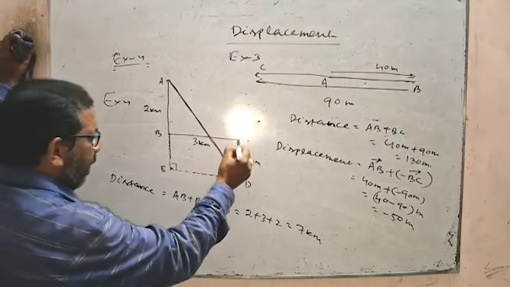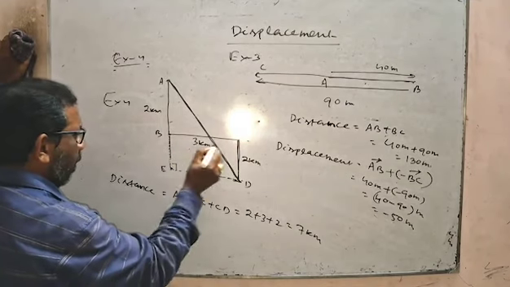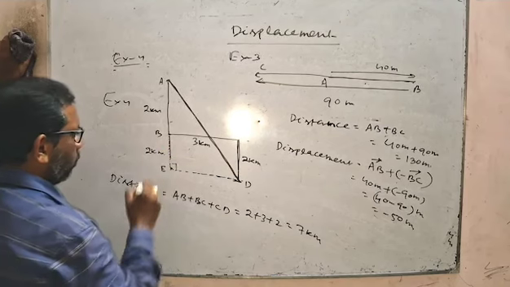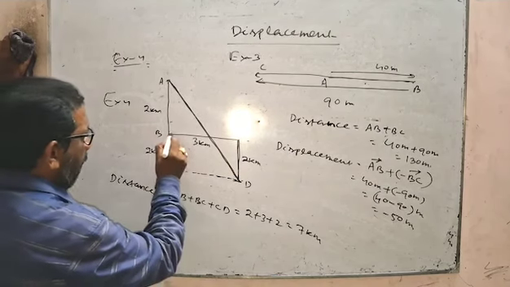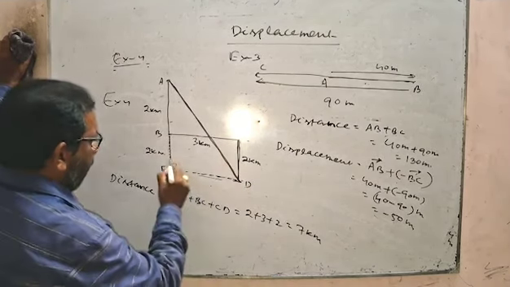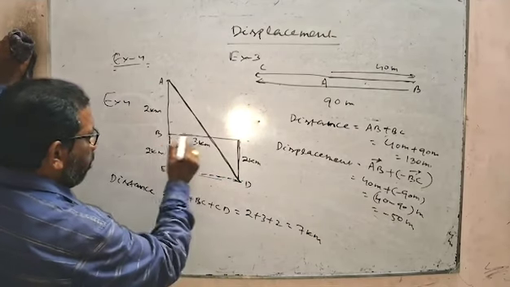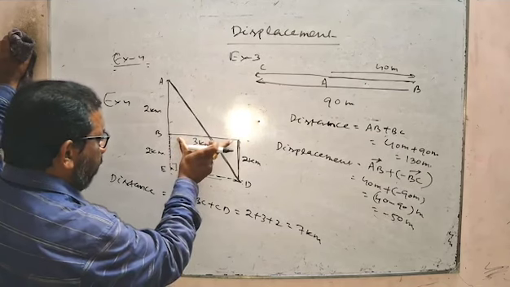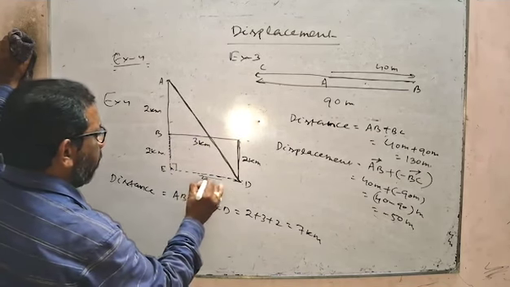Here CD is equal to BE. CD 2 km, also BE 2 km, and it is a rectangle. BC is equal to DE. BC 3 km, DE also 3 km.